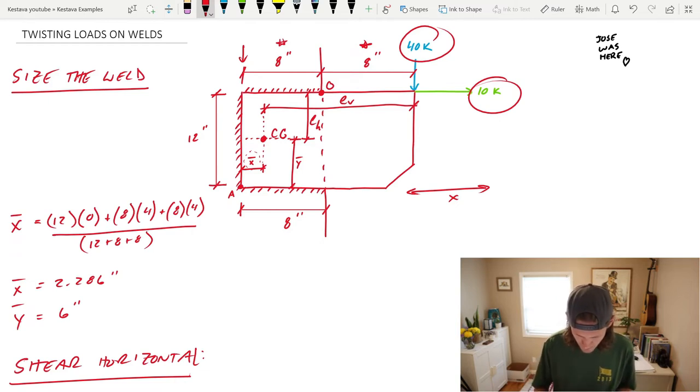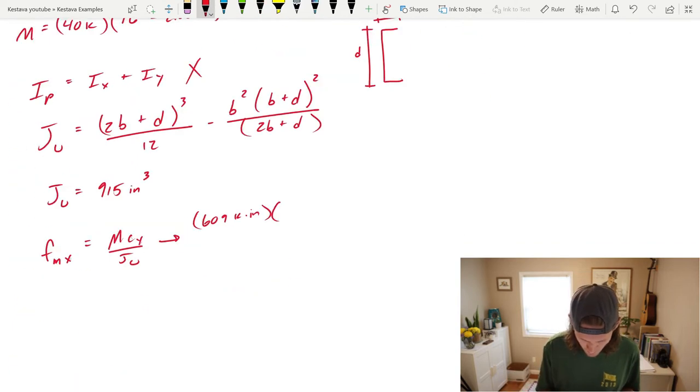And for us, we need to find the distance. We got a lot going on here, so I'm gonna go black, and we need to find from the center of gravity to point O, and from the center of gravity to point O. And C sub Y is that, and C sub X is that. Okay? I know, we got a lot stacking up here. Now, C sub Y is just 6 inches. And then divide all that by JW, which is 915 inches cubed. That is gonna get us 4 kips per inch.